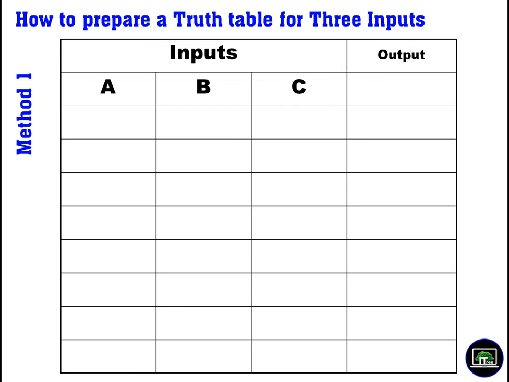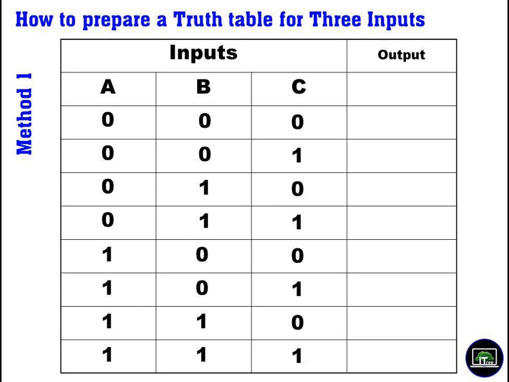We have two different methods to do that. Method number 1: first, the A column, we fill 4 zeros, 4 ones. B column, 2 zeros, 2 ones, 2 zeros, 2 ones. Third column, 0 1 0 1 0 1 0 1. You got it? That's all. This is the first method.